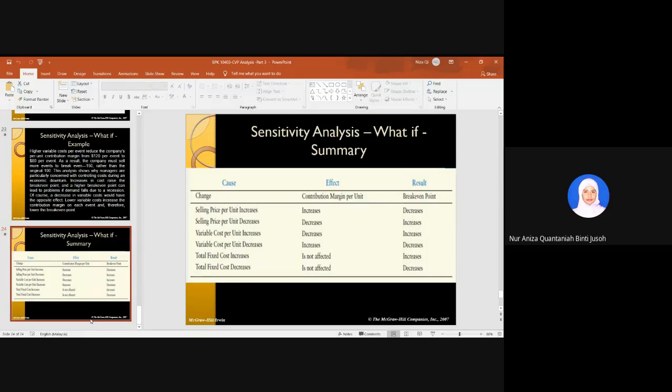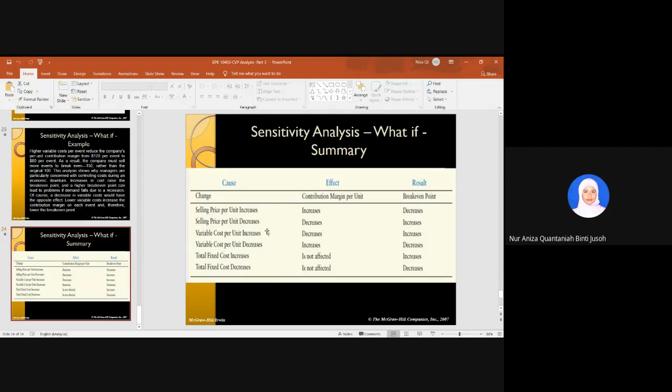So this is a summary. Now if you increase selling price, the effect will decrease the break-even point. So if you increase selling price, you don't have to sell a lot of amount from the original break-even point. But if you decrease the sales price per unit, the contribution margin per unit will decrease, and you will have to sell more than the original break-even point.